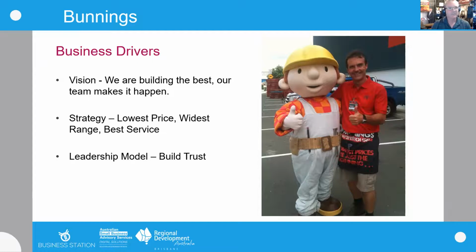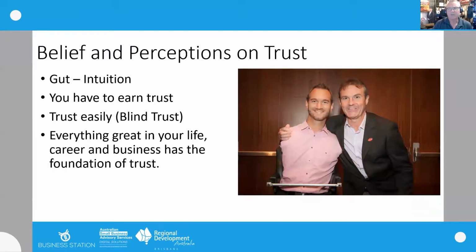So every business decision being made within an organization that is obviously a success has a component of how do we build trust with this particular aspect. So that's a success story where trust has really built a fantastic and an amazing business. But we've also got some beliefs and some perceptions around trust that we just want to address right now. So first up, we get a bit of a gut or an intuition about who we can trust and who we can't trust. That's our instinct.